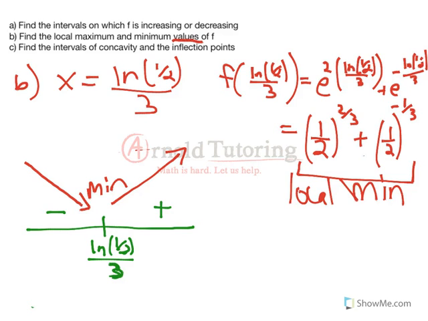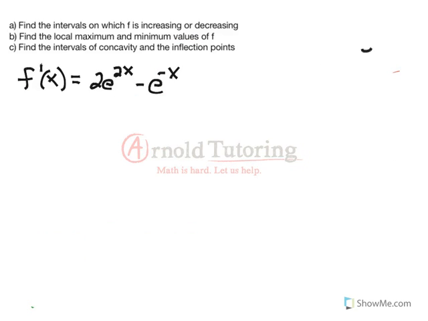Let's do part C. Okay, for part C, it asks for the intervals of concavity and the inflection points. Those should be trigger words for the second derivative. I've written our first derivative here that we already did. The second derivative will be 4e to the 2x because we rewrite the e part times the derivative, so 2 times 2 is 4. This will become plus e to the negative x. So that's the second derivative.